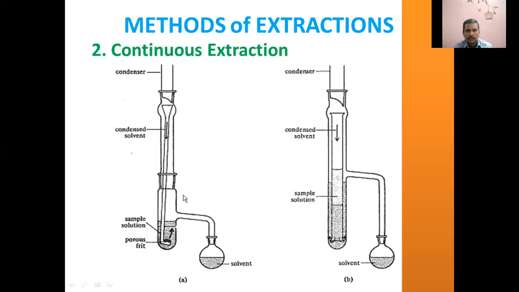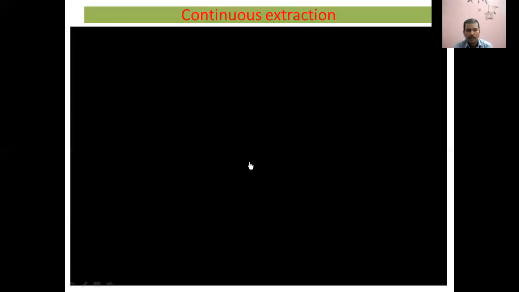So this is a slide which is indicating the type of apparatus we will use in order to perform continuous extraction by using lighter organic solvent and denser organic solvent. Here I will show you a video in order to illustrate how the continuous extraction process will be done.